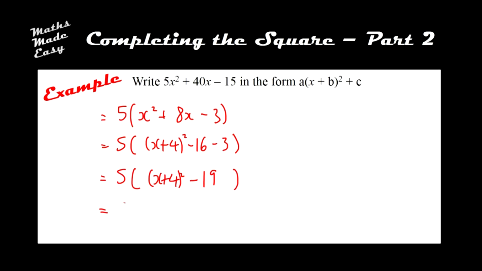And then finally, if we multiply back through, we get 5 lots of x plus 4 all squared. And remember, this is the bit where people are likely to make a mistake. They may just write negative 19. That's not correct. It's 5 times 19, which is negative 95.